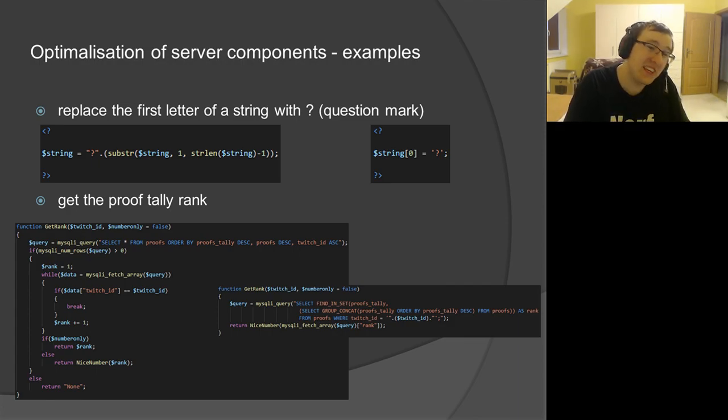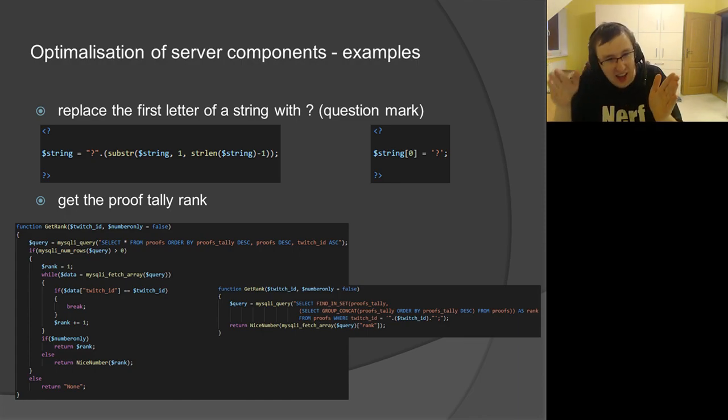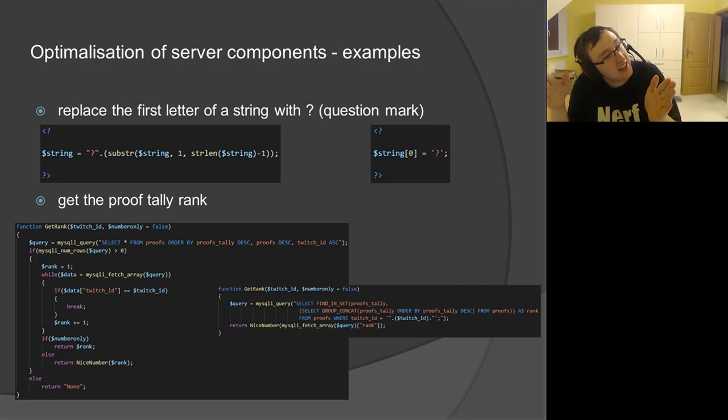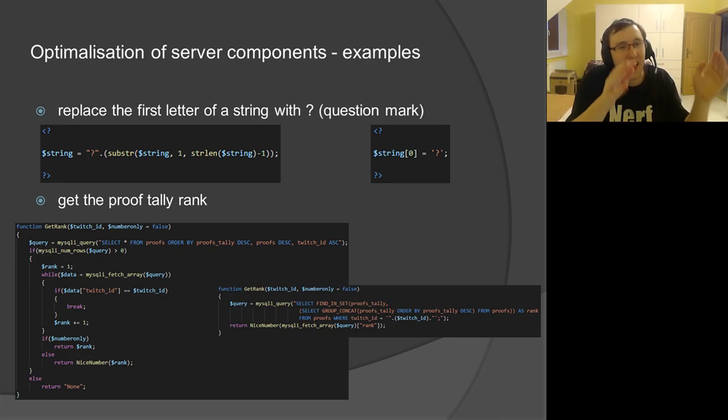So on the left, it looks horrible. It cuts the string after the first letter, and it takes the entire string until the end. So I didn't even have to put the len there, but I did because stupid. So it cuts it until the end, and then to this cut string, it adds a question mark at the start.